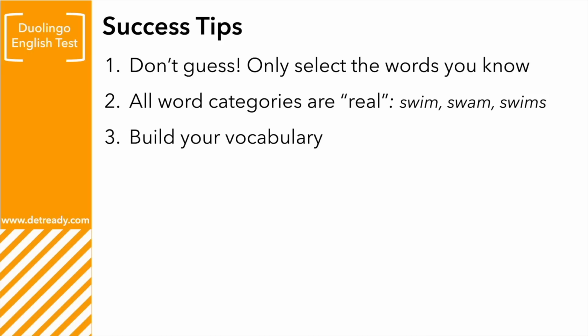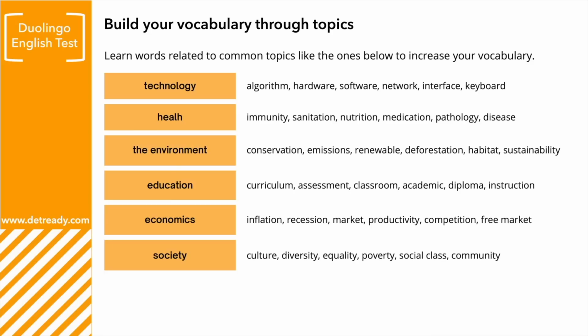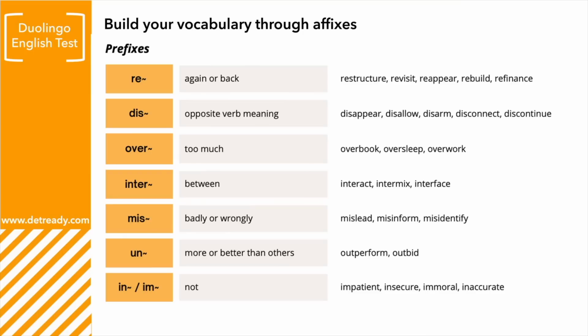Number 3 is to build your vocabulary. The best way to prepare for these question types is to keep learning new words. You can learn new words by going through topic-related vocabulary. For example, here, you might think of a topic like technology and then learn lots of words based on that topic. Another way to build your vocabulary is to learn affixes.